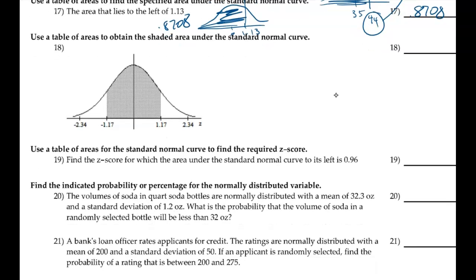All right, so you can do this by getting the area all the way out to here for that one and out to there for that one. So the area to the left of 1.17, again, go to your normal curve, looks to be about 0.8790. And the area to the left of negative 1.17 is 0.1210. So you simply subtract them to get 0.7580.